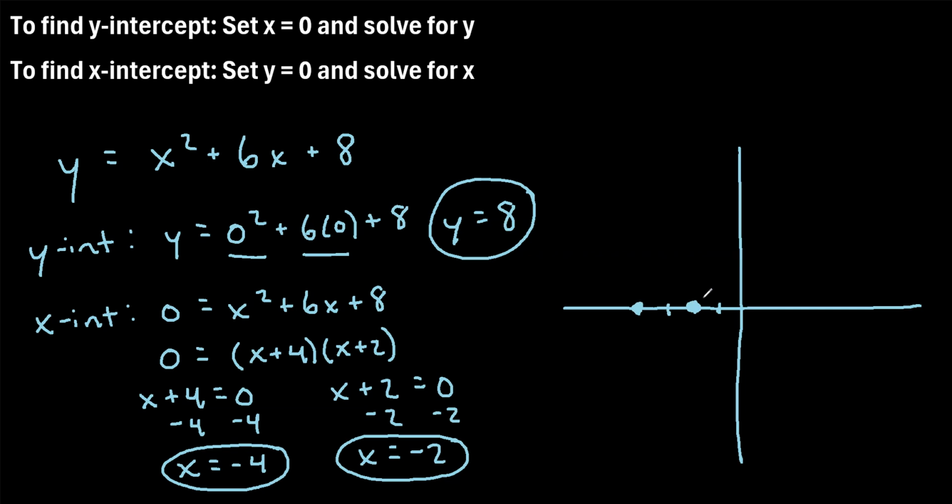And then we found that the y-intercept is 8. So when x is 0, y is 8. So let's go 1, 2, 3, 4, 5, 6, 7, 8, right about here. So if we connect all three of these points, we get some type of shape like this. So this is roughly what our quadratic function looks like. So that's just a way to kind of visualize what we just found.